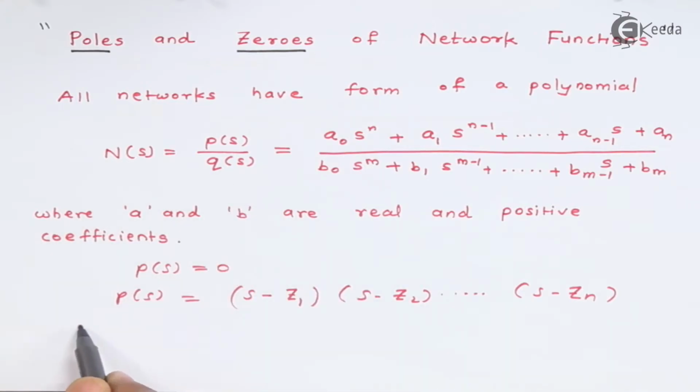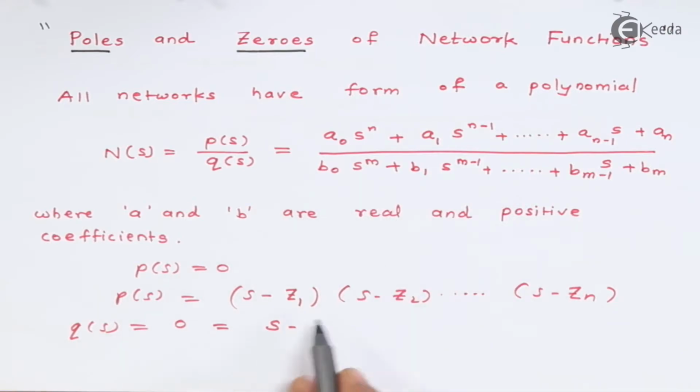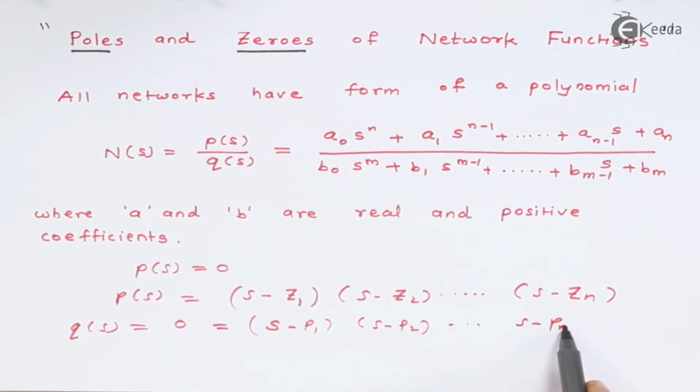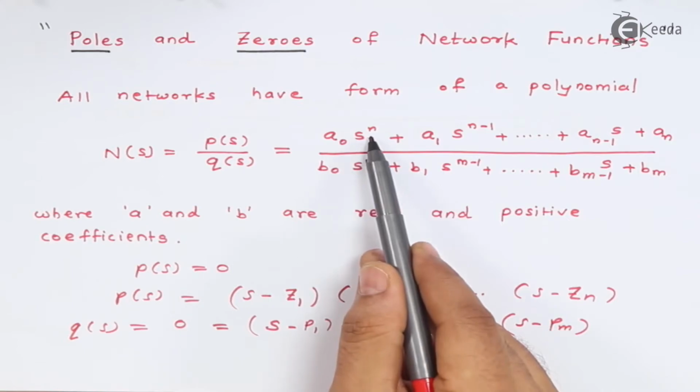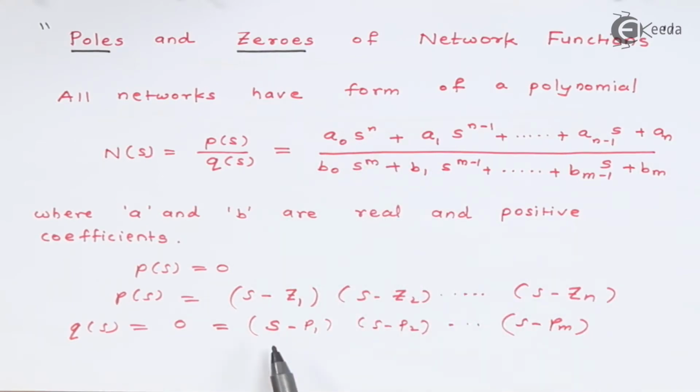Also, suppose we equate this Q of s equal to 0 and write it as s minus p1, p for pole, s minus p2, up to s minus pm, because this polynomial has order m and will have m roots, while the numerator polynomial has n roots. So whenever s takes values equal to p1 or p2 or pm, this denominator will become 0. These are the special cases where you have to consider your network function very carefully.